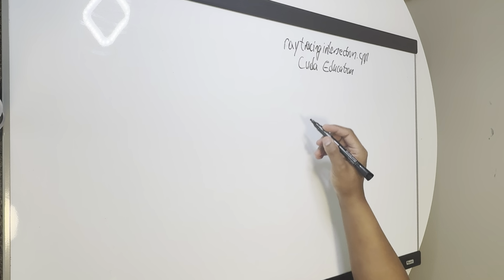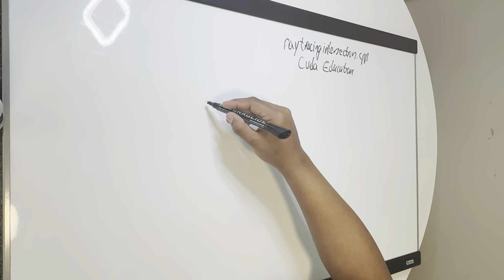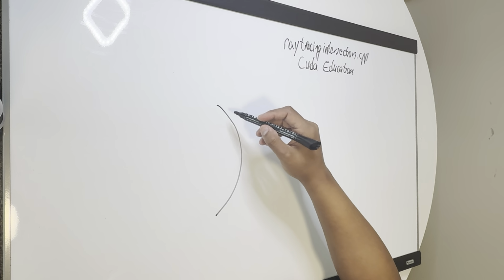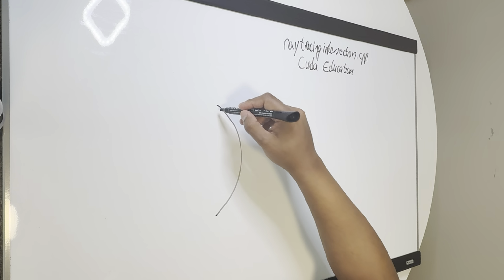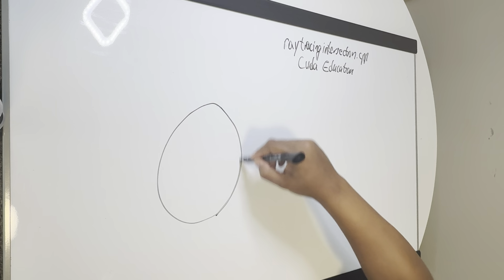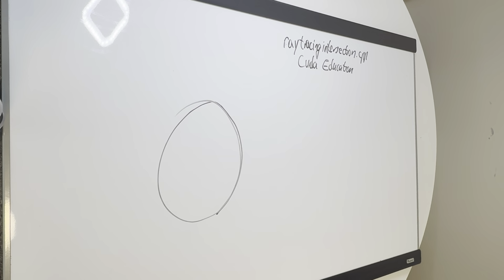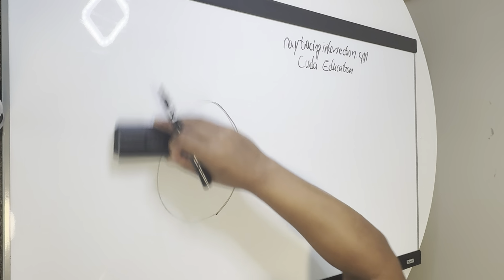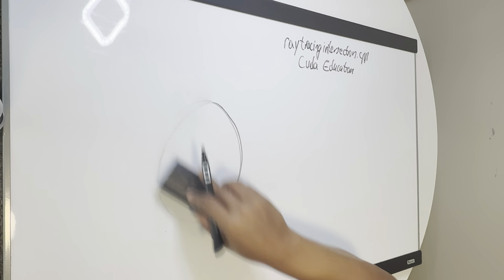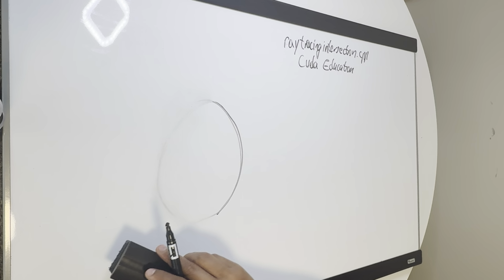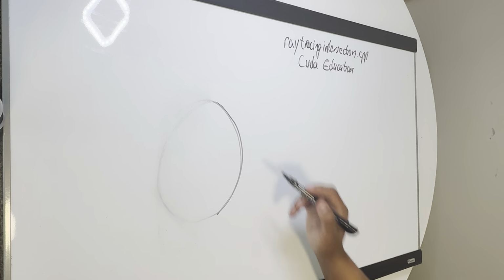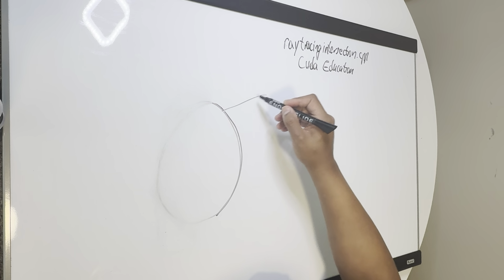So in a nutshell, we have our camera system, and remember our camera is always a sphere. It's always a sphere that's shooting out rays. I'm just going to do the first half of it. Okay, so we have our sphere that's shooting out rays.